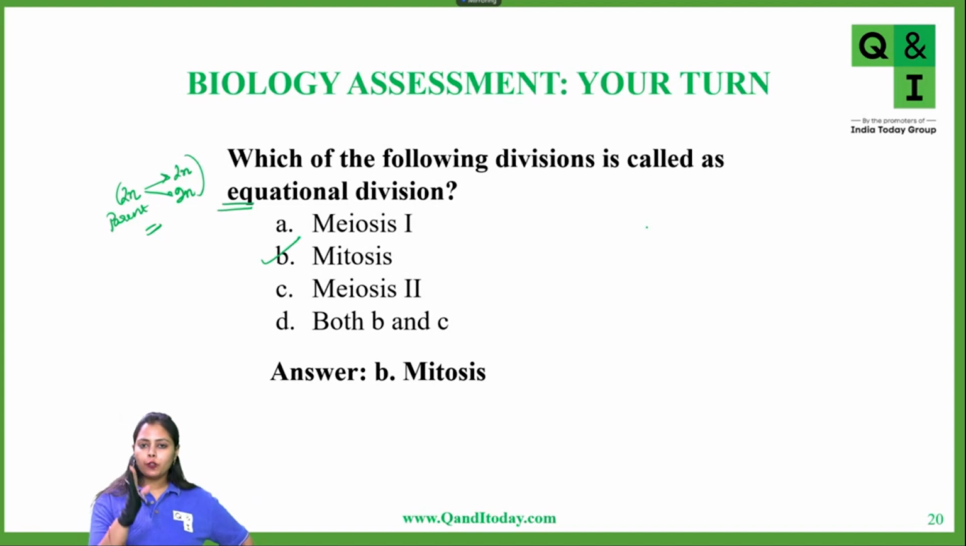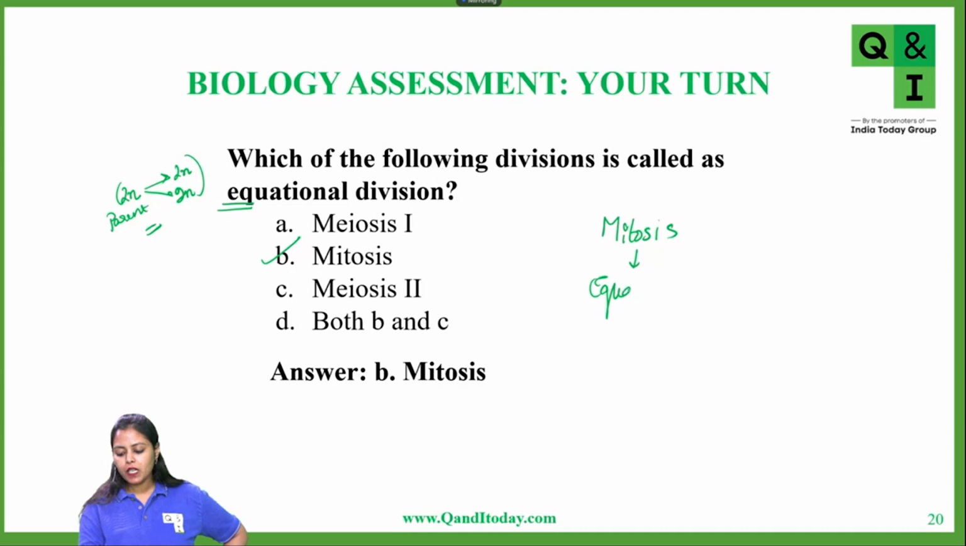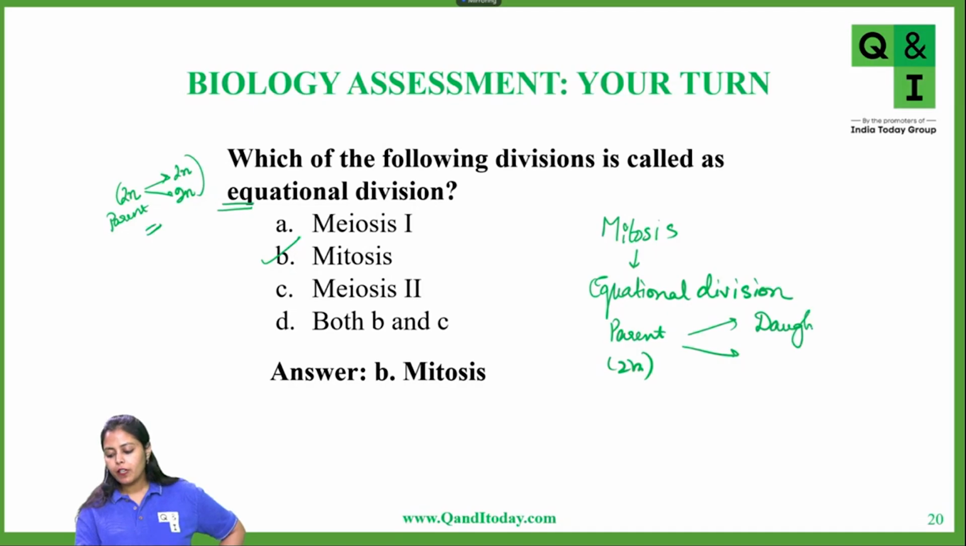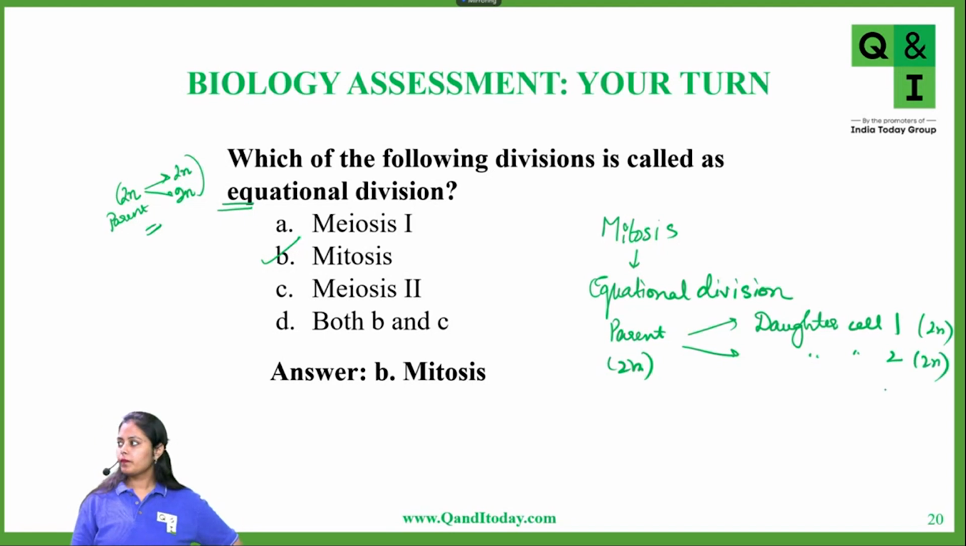So now in your notes, where we have discussed this mitosis, please write it, very, very important. Mitosis is equational division. That means if the parent is 2n, then it will lead to production of two daughter cells, daughter cell 1 and daughter cell 2, which are again both 2n and 2n. Meiosis 1 and meiosis 2 we are going to cover in next class when we will be covering meiosis.